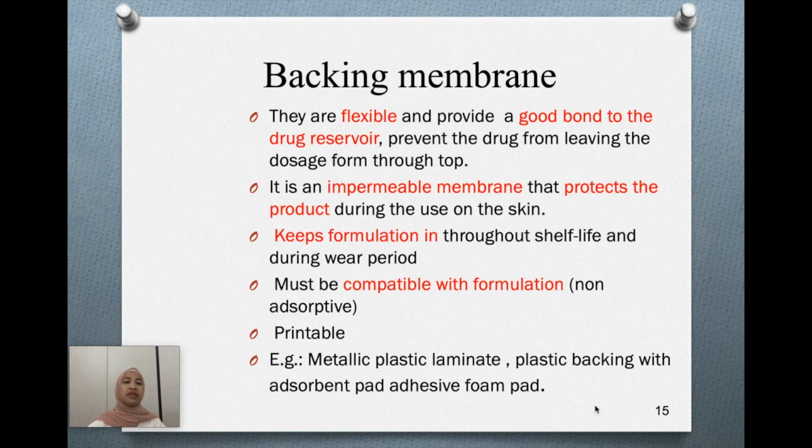So the backing membrane, they are flexible. It has to be flexible. Good bond to the drug reservoir to prevent the drug from leaving. So the drug can't go out from here. So normally it's impermeable. So you can't really use the permeable, because if you have water or anything, it can pass through. So it's impermeable to protect the product inside. Keeps formulation in, and it must be compatible with formulation. So examples are metallic plastic laminate, plastic backing with adsorbent pad or adhesive foam pad.